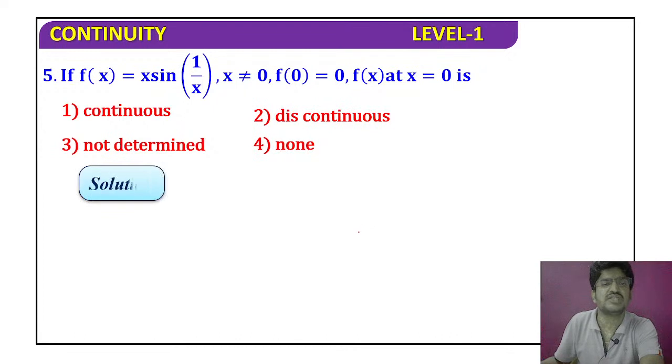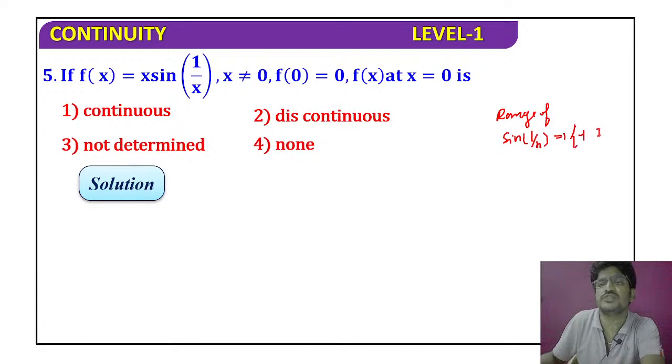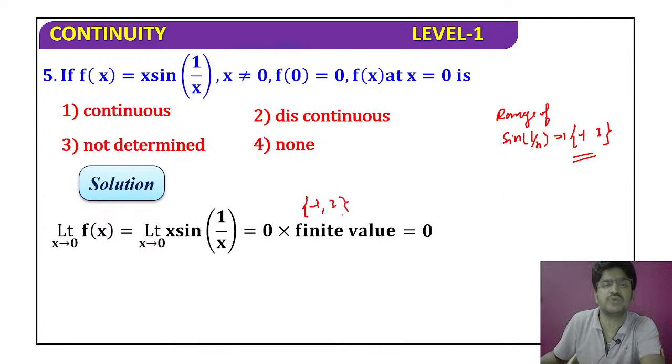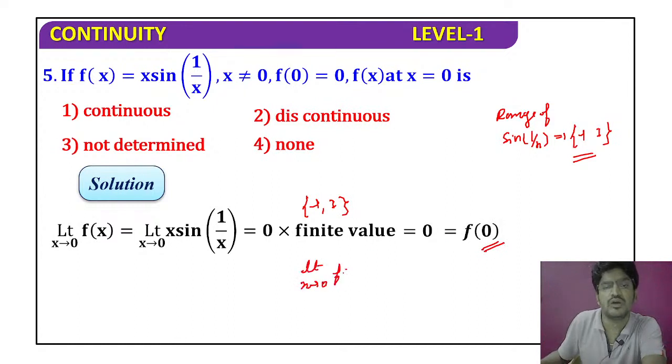So here you can just see the range of sine of 1 by x lies from -1 to +1. So therefore this is going to be a finite value and x is 0. So 0 into anything will be 0. 0 into the range, that is from -1 to +1, will become 0. Therefore that is equal to f of 0. That means limit x tending to 0 f of x is equal to f of 0.